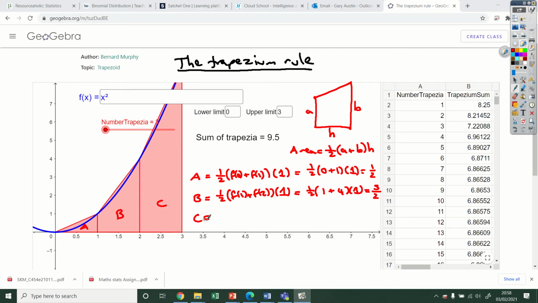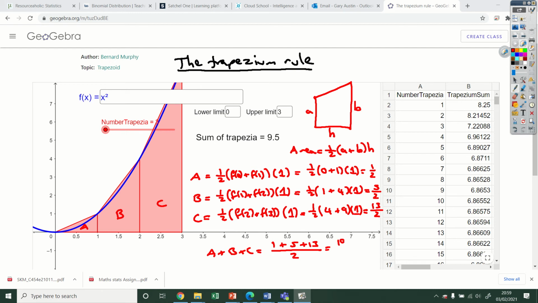And then finally C is going to be a half at the front, and then f of 2 for the first height, and f of 3 for the second, and then again, times 1. So a half, f of 2 is 4, f of 3 is 9, and then times 1, which gives us a half of 13. Summing these up should give us 9.5. Let's double check that. It equals 1 plus 5 plus 13 over 2. That's indeed 19 over 2. Yes, that's 9.5.